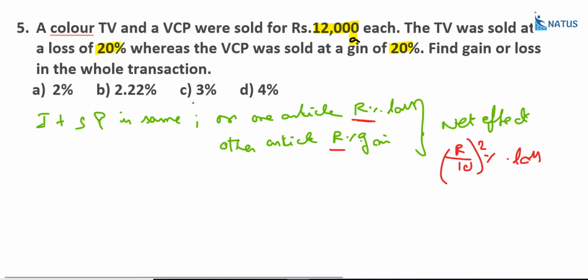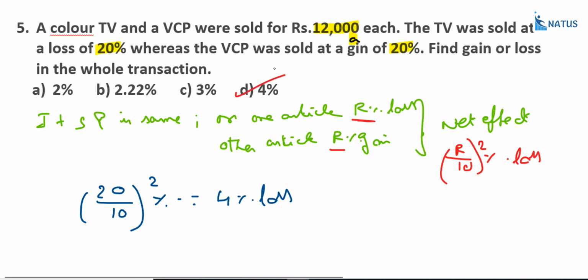Here, irrespective of the cost price, the selling price must be the same. You must remember that one also. Here, no need to take 12,000, loss of 20% and gain of 20%. What is the net effect? Net effect is (20 by 10) whole square percent. So that is equal to 4% loss. Option D is the correct answer.